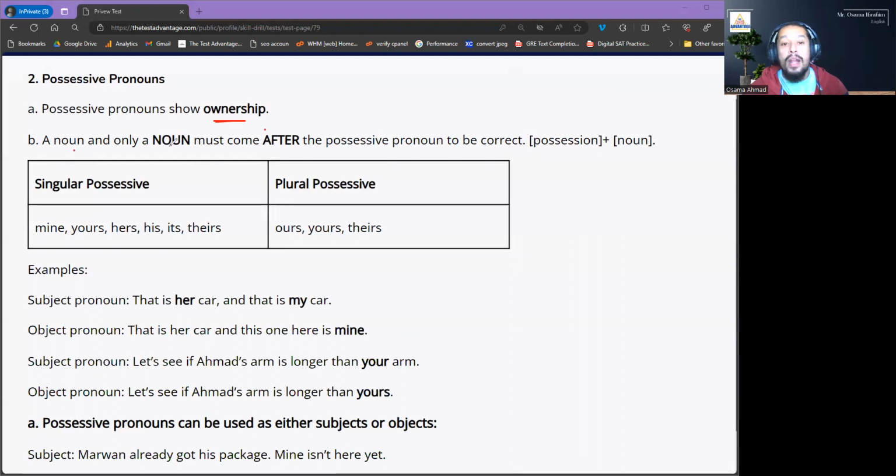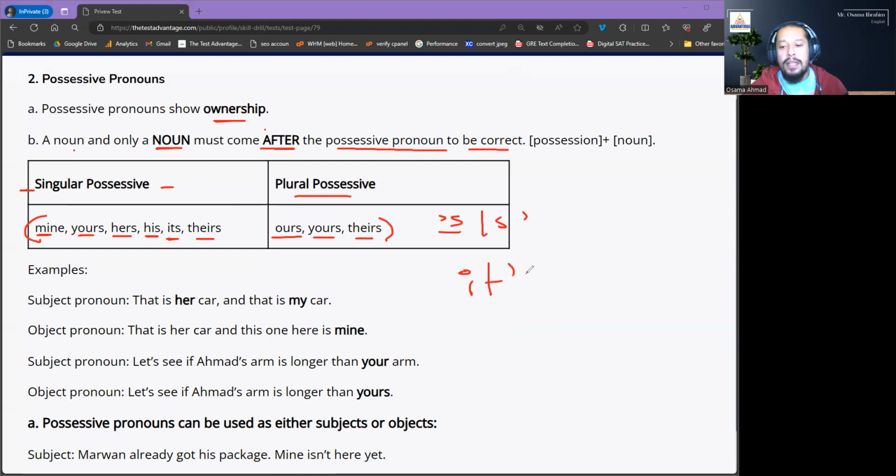A noun and only a noun must come after a possessive pronoun. So for example, what are the singular possessive pronouns? Mine, yours, hers, his, its, theirs. Plural possessive: ours, yours, theirs. You see, in the possessive pronoun there is no apostrophe s, right?